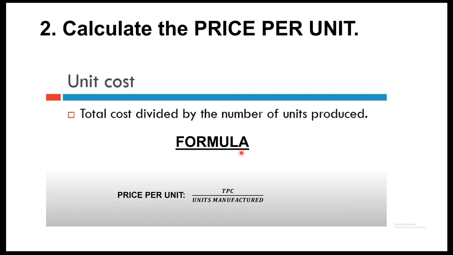Question number 2, calculate the price per unit. To calculate the price per unit, you take the total production cost, either calculated by you or they will give it to you. You take the total production cost and you divide it by the units manufactured. So let's say they tell you we manufacture 20,000 units, then you're going to substitute 20,000 in there.